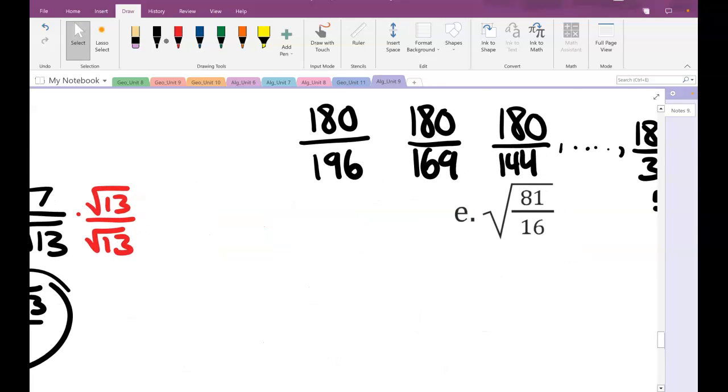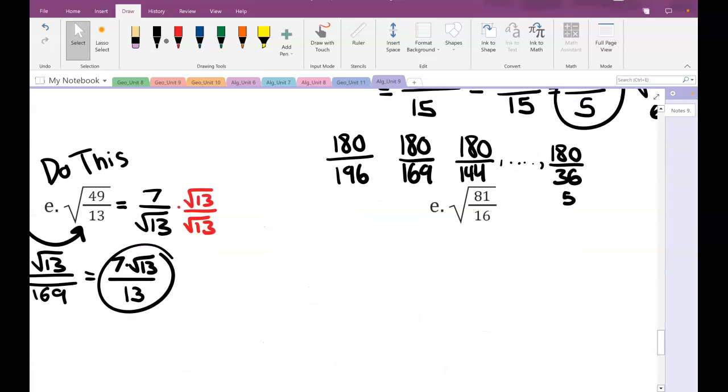Other example, E. Square root of 81 is 9. Square root of 16 is 4. So that's your final answer, 9/4.